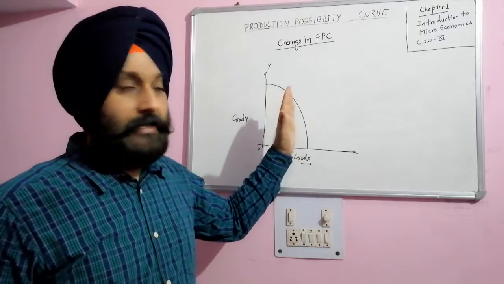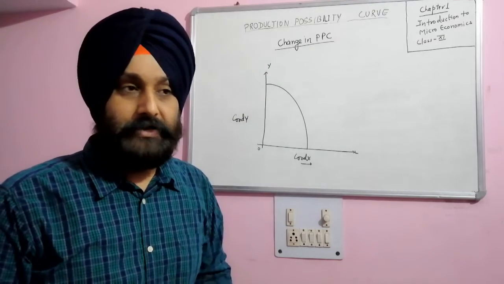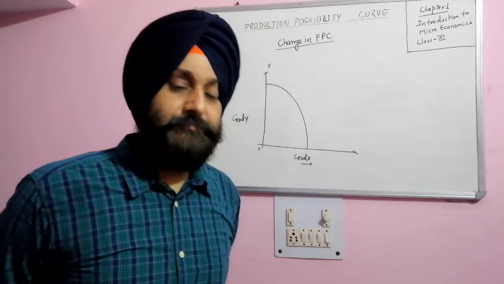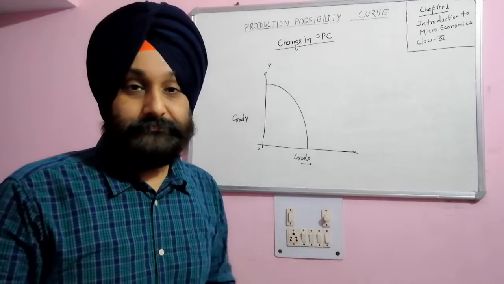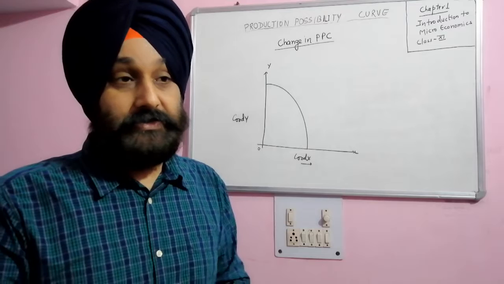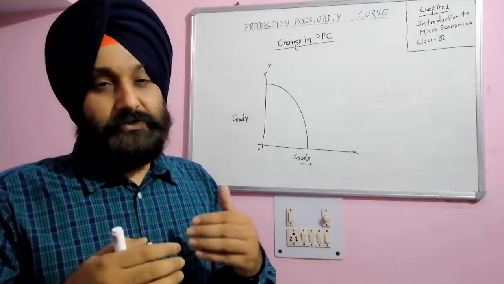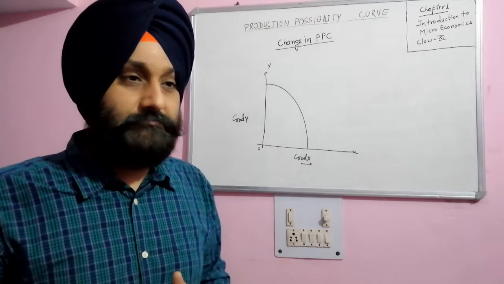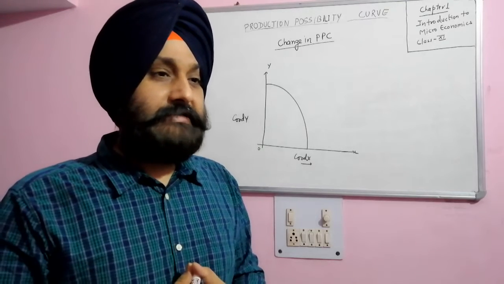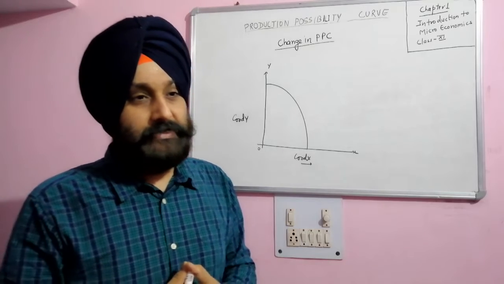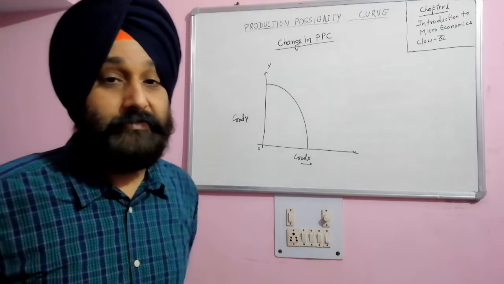Dear students, in this video I am discussing the change in production possibility curve, and the production possibility curve is based on the assumption that resources of an economy are fixed and technology remains constant. However, in this changing world, the productive capacity of the economy is constantly changing due to increase or decrease in the resources. Such changes in resources lead to the change in production possibility curve. The change in production possibility curve indicates either an increase or decrease in the productive capacity of the economy.